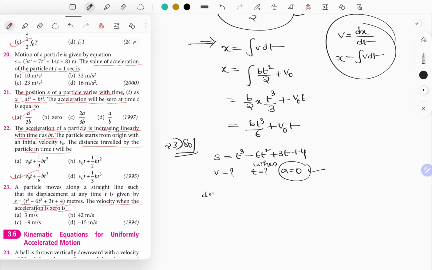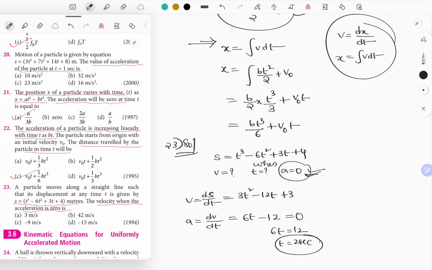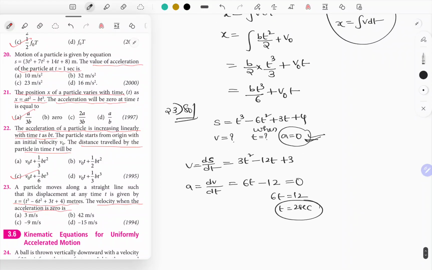So velocity is found with the help of ds by dt, which is equal to 3t square minus 12t plus 3. Next, acceleration is dv by dt, which is equal to 6t minus 12, which is equated to 0. So at acceleration is equal to 0, 6t is equal to 12 and t is equal to 2 seconds. This is the time when acceleration is equal to 0. If we substitute this time in the given equation, we are going to get velocity. In velocity equation, we have to substitute.